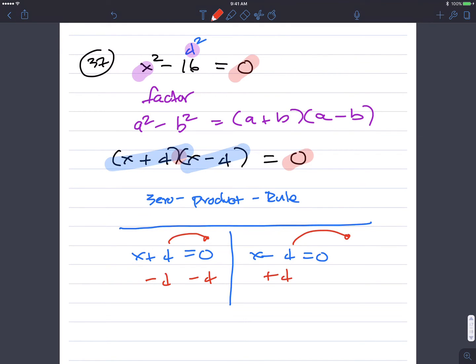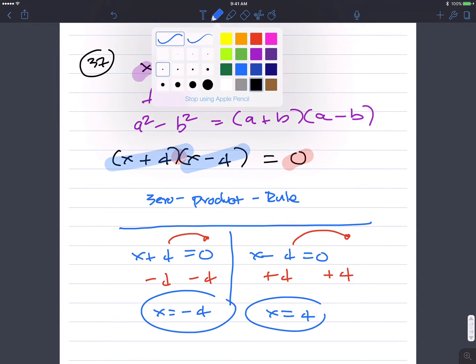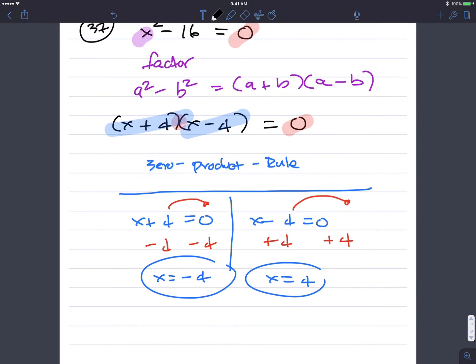Move it to the other side. But translation is shorthand for adding or subtracting the same value to both sides. So you're going to get x is -4, x is +4. These are my two solutions. As a solution set, you sometimes see this as -4, 4.